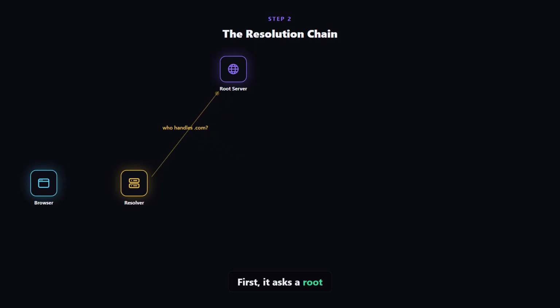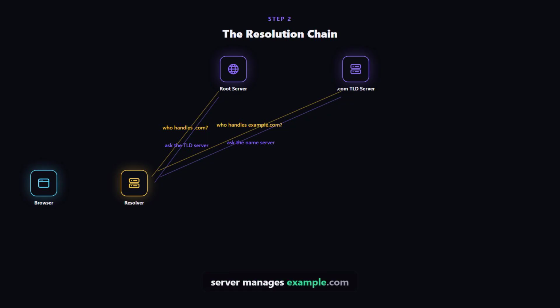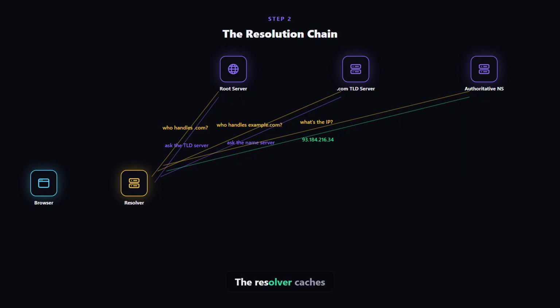First, it asks a root server, who handles .com. The root server doesn't know the final answer, but it points to the right TLD server. The TLD server, responsible for every .com domain, doesn't know the IP either, but it knows which authoritative name server manages example.com and points there. Finally, the authoritative name server responds with the actual IP address. The resolver caches this answer and sends it back to your browser. Now your browser can finally connect to the server and load the website. All of this, multiple servers, multiple hops, typically happens in under 100 milliseconds.